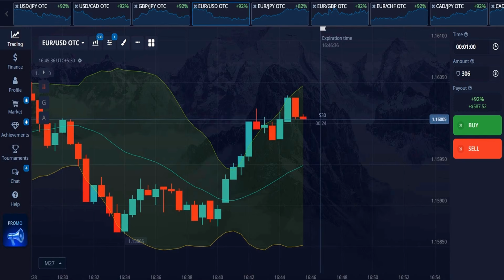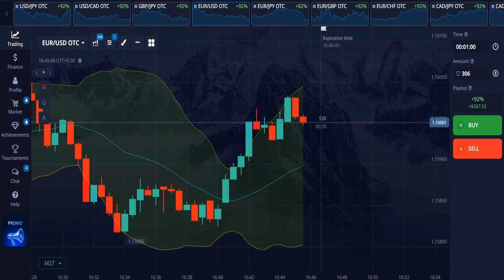Let's jump straight into the charts and see the power candle in action. All right, traders, let's understand how this strategy actually works.